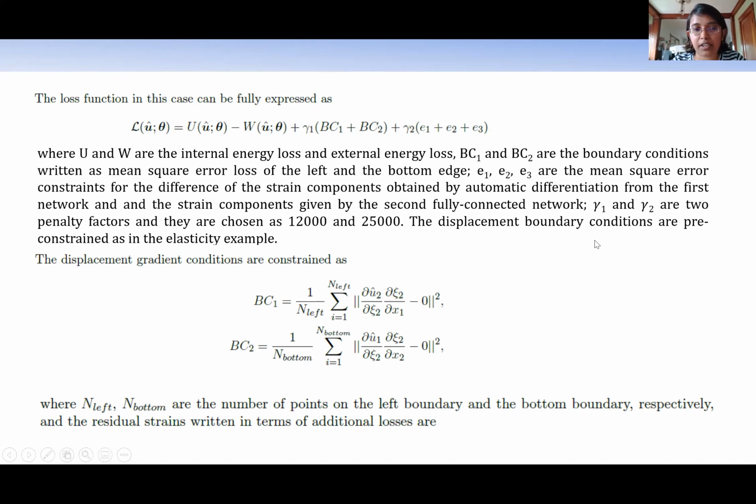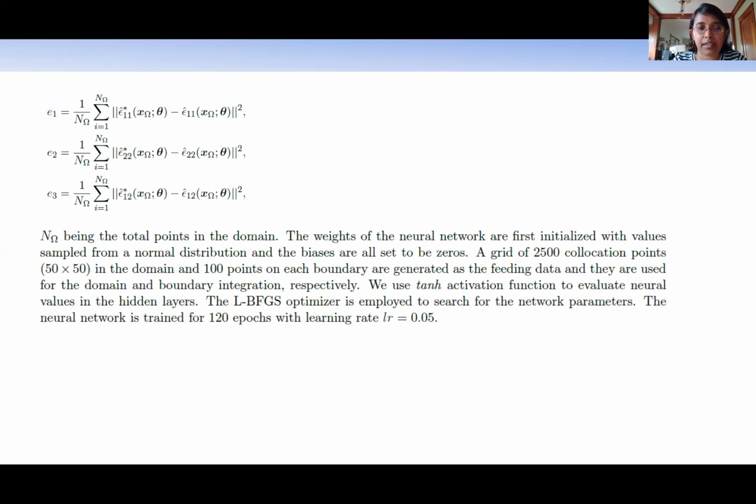The displacement boundary conditions are pre-constrained, as in the elasticity example. The displacement gradient conditions are provided. Now, these are the E1, E2, E3, which I just described. The weights of the neural network are first initialized with values sampled from a normal distribution, and the biases are all set to 0.